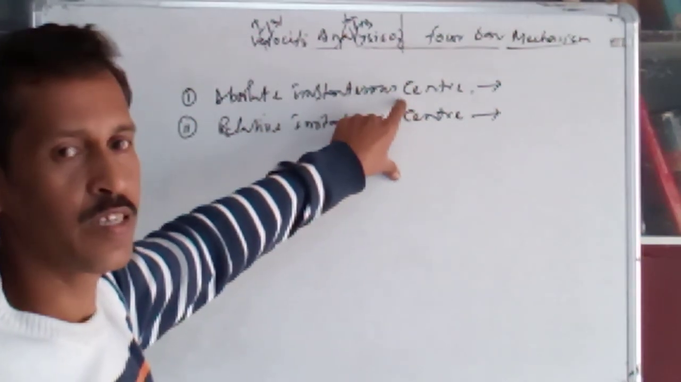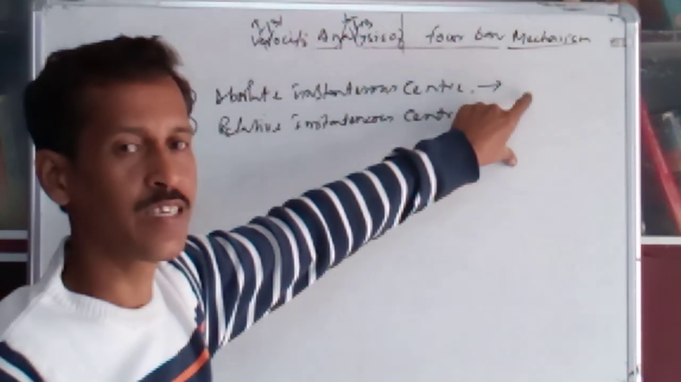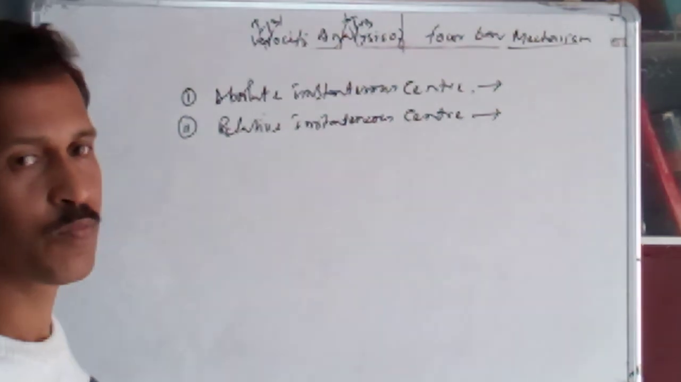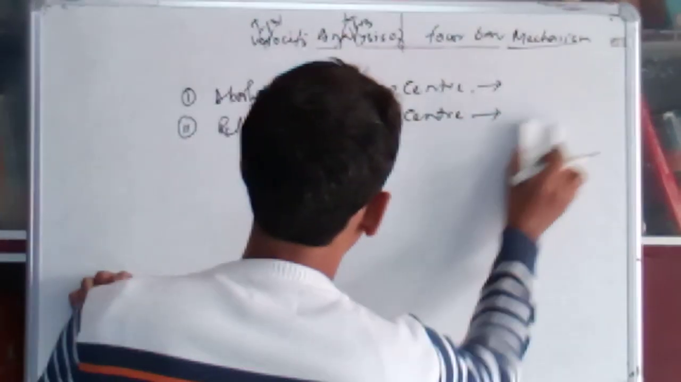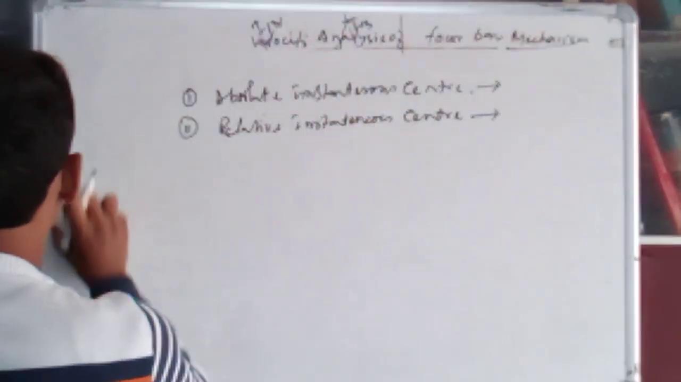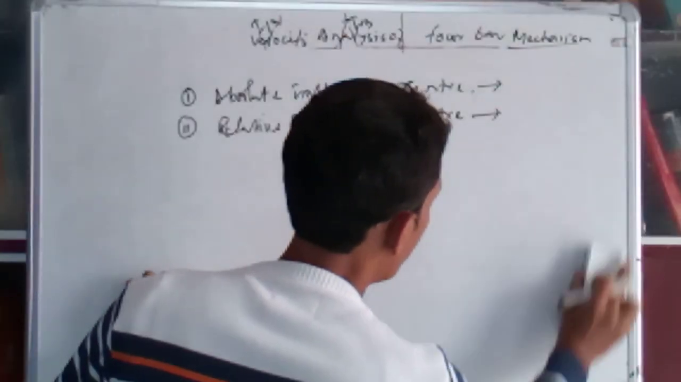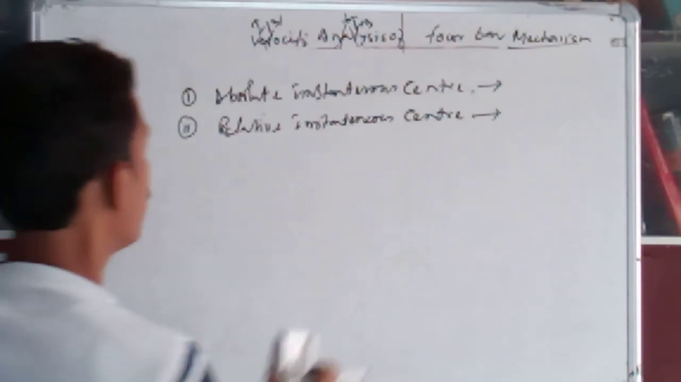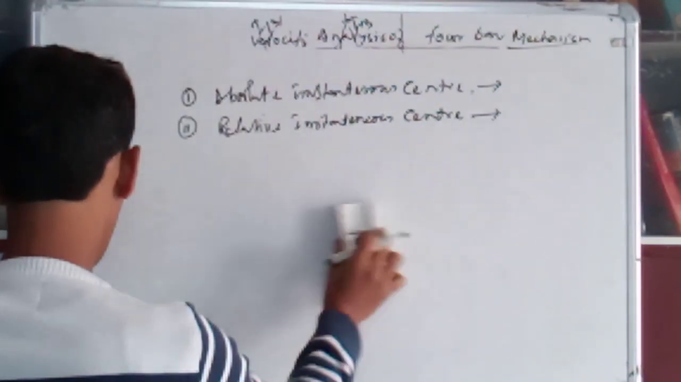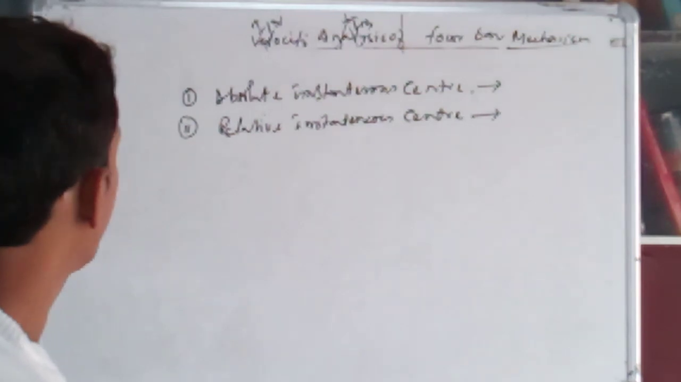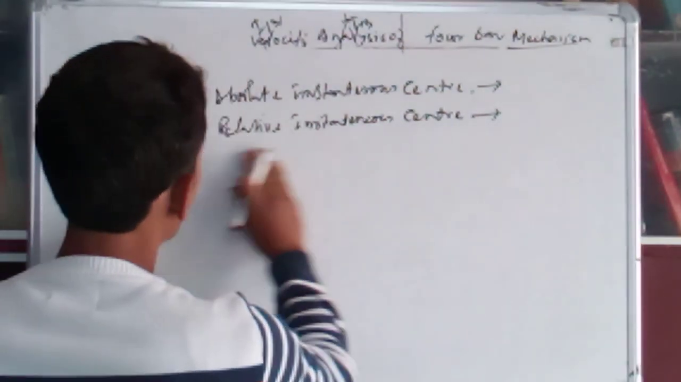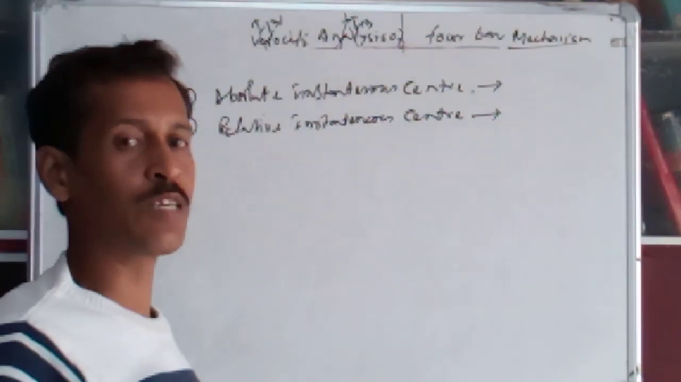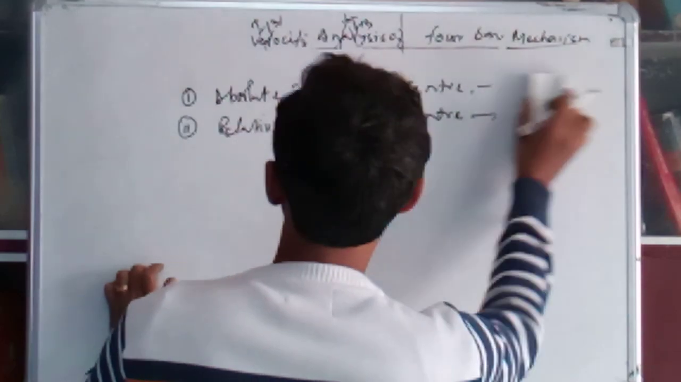What is absolute instantaneous center? If the instantaneous center of one link is fixed with respect to another link, in that case we can say that it is absolute instantaneous center. Okay. Relative instantaneous center means there will be no fixed link, so one instantaneous center will be related to another instantaneous center. In that case, we can say that it is relative instantaneous center.